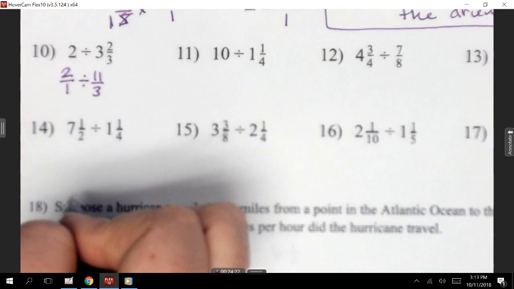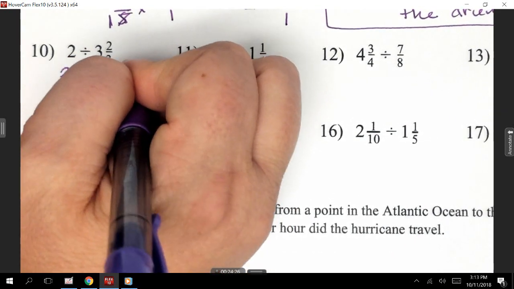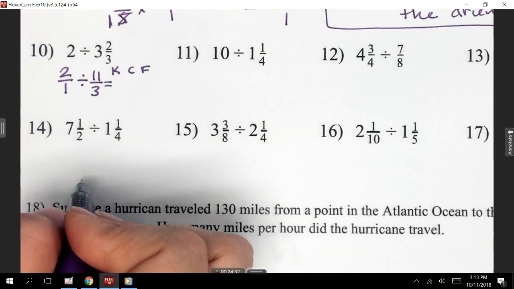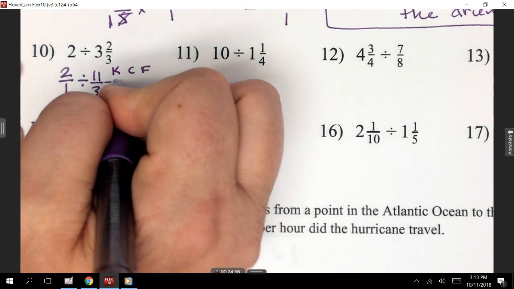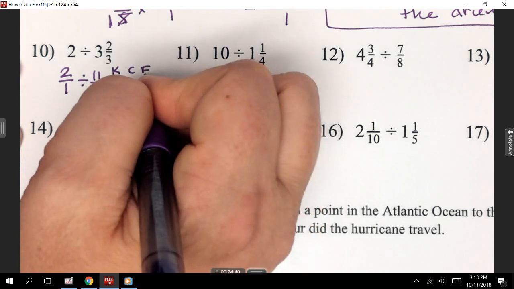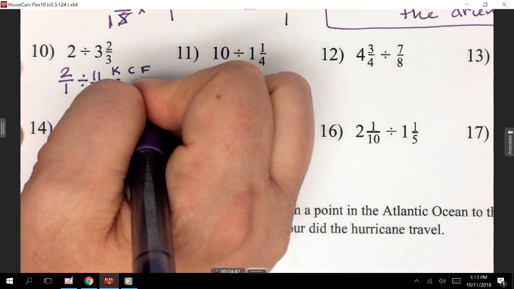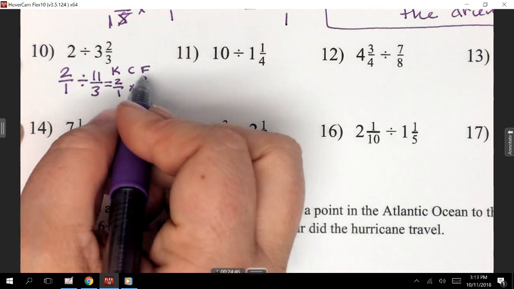All right, so now from here, this is when we're going to keep, change, flip. So this is your KCF that we were practicing. I'm sorry, it's totally blurred out there. There it is. So we're going to keep 2 over 1, change it to multiplication, and then we flip. So we're going to make that 3 over 11 instead.